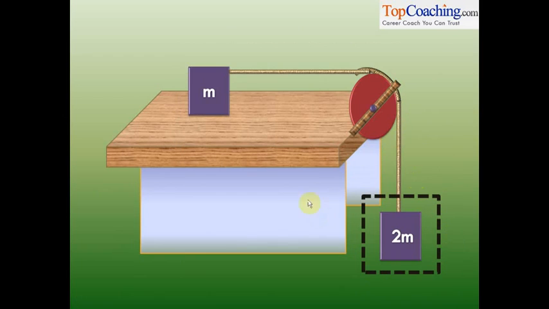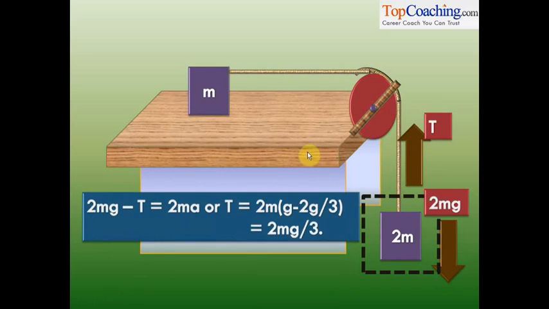You can now draw the free body diagram of the 2m mass to easily get the value of the tension force. We know that 2mg is the downwards force on the 2m mass and T is the tension force on the 2m mass upwards. So 2mg minus T is 2m into a. But we already know that the acceleration of the 2m mass is 2g by 3. So when you substitute a as 2g by 3, we get the value of tension force as 2mg by 3. Since the string is the same and it's a massless string, this is the tension force that also acts on the m block here. Understood? So there you go. Using our special interesting technique, we have solved this problem easily.